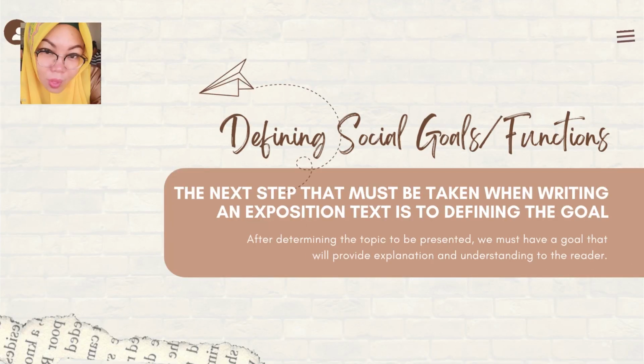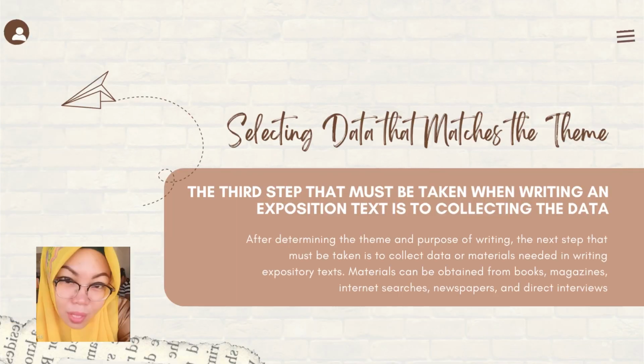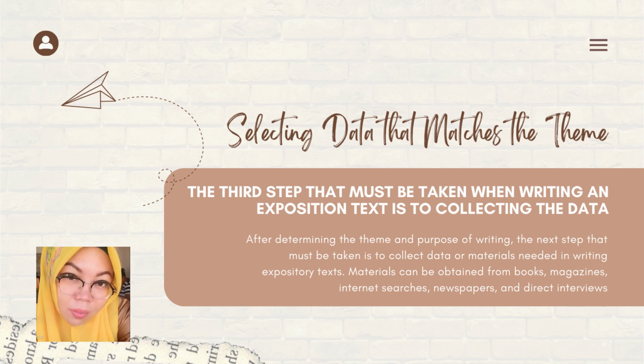Defining social goals or functions. The next step that must be taken when writing an exposition text is to define the goal. After determining the topic to be presented, we must have a goal that will provide explanation and understanding to the reader. The third step that must be taken when writing an exposition text is selecting data that matches the theme.